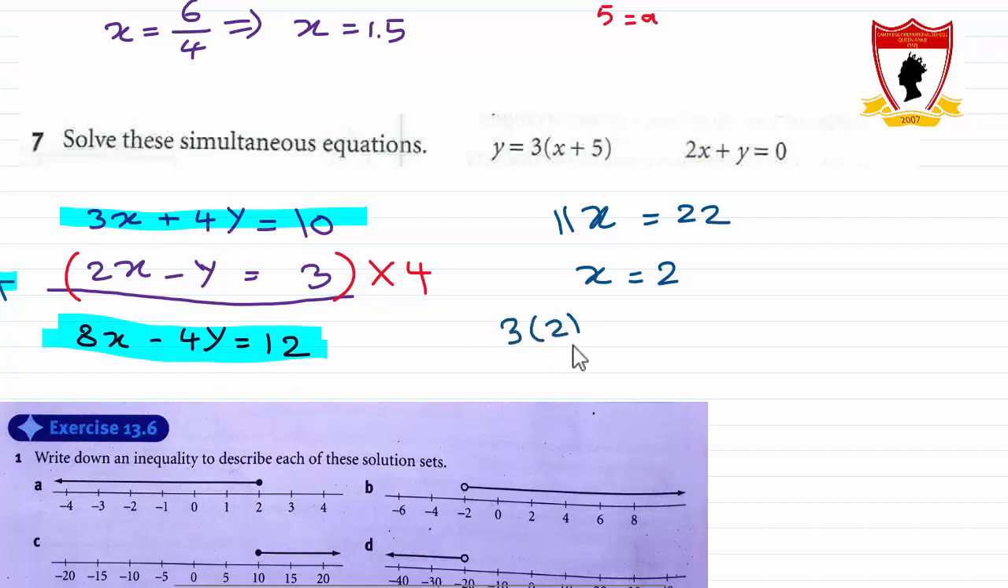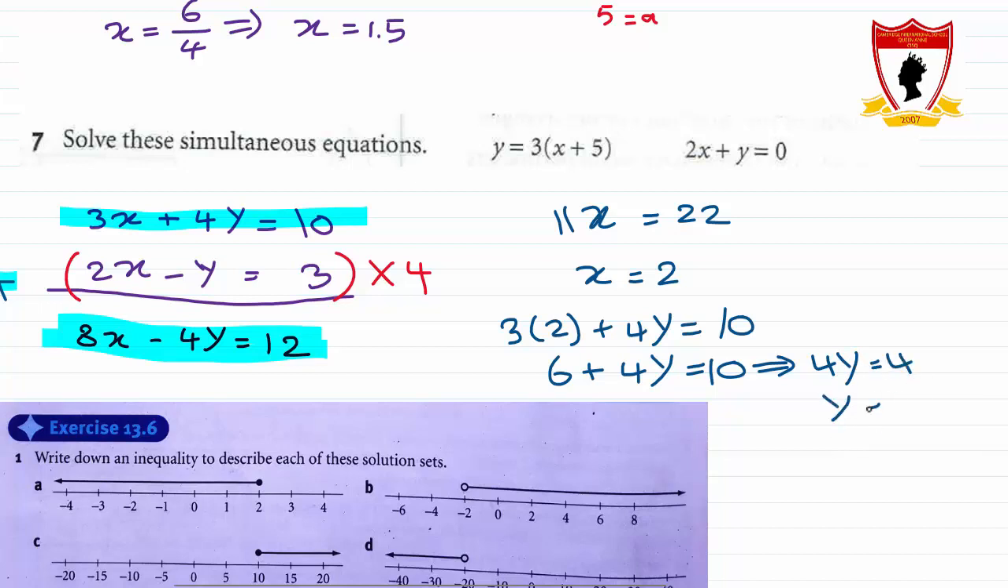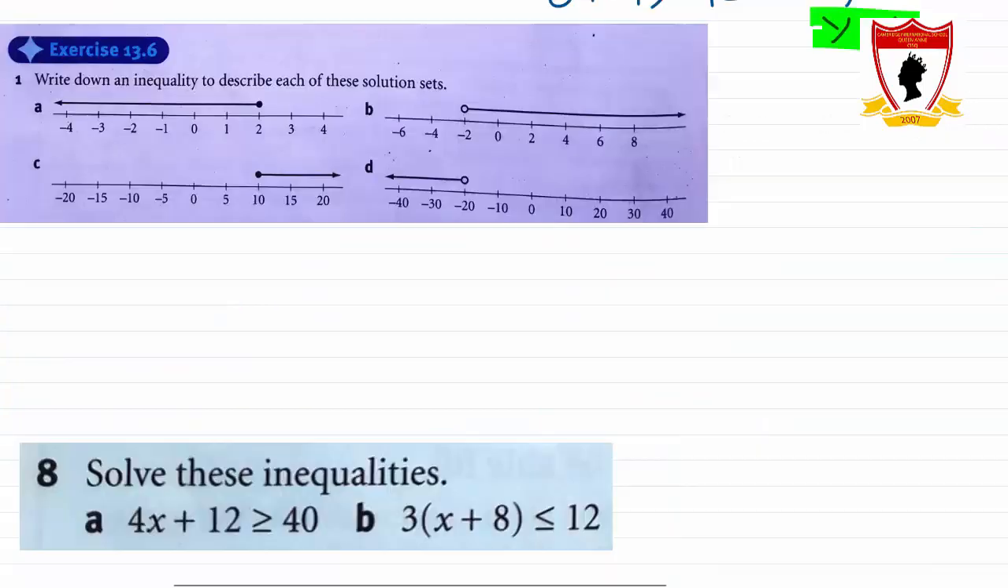3 times 2 plus 4y is equal to 10. 3 times 2 is 6 plus 4y is equal to 10. Subtract 6 from both sides. You see 4y is equal to 4. That means y is equal to 1. We got the value of x. We got the value of y. Done.